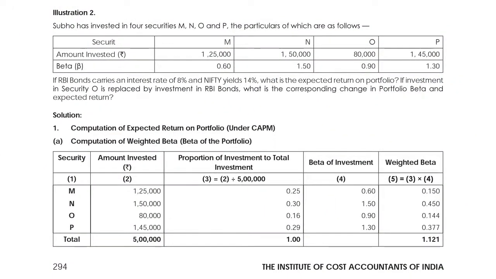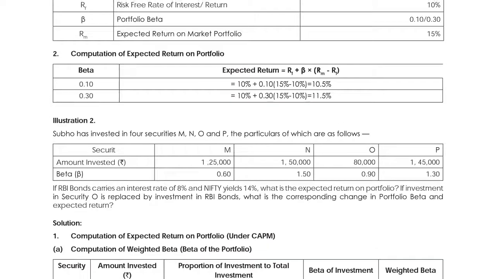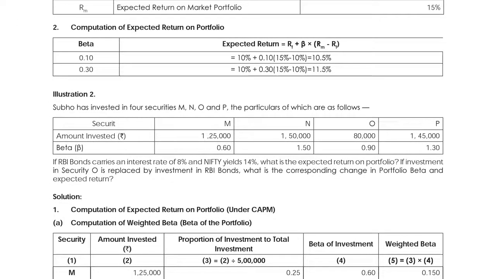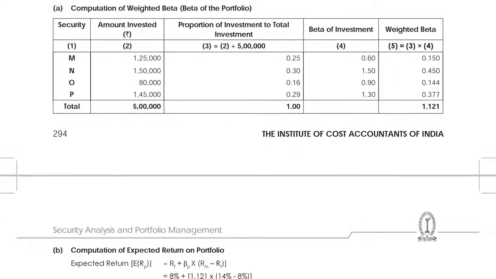That is 0.25. Likewise, 1,50,000 divided by 5 lakhs is equal to 0.30. 80,000 divided by 5 lakhs is equal to 0.16. 1,45,000 divided by 5 lakhs is equal to 0.29. Sum it up, it is 1. Totally 1. So beta of investment we have in the question itself. Beta factors, that is 0.60, N 1.50, O 0.90, P 1.30. Now we need to multiply proportion of investment by beta. That is how we will get weighted beta.